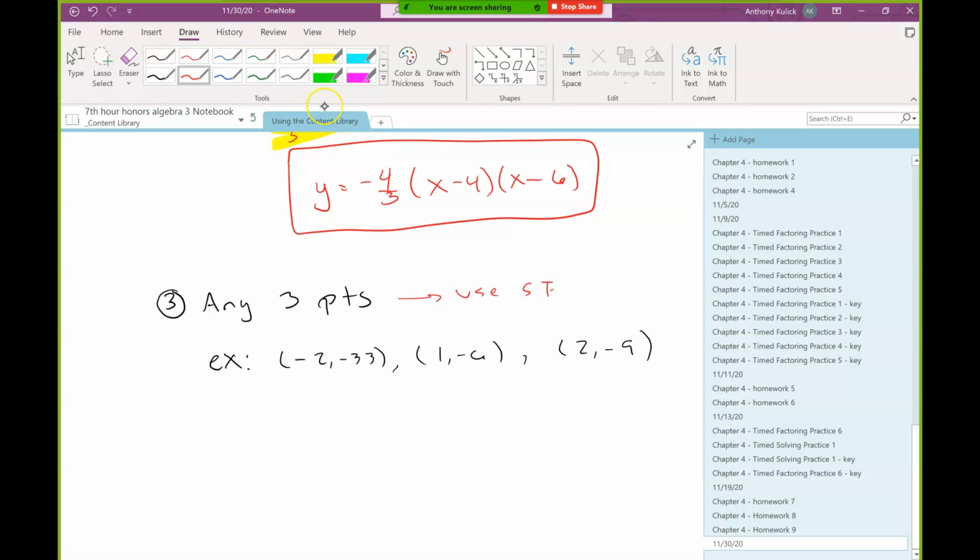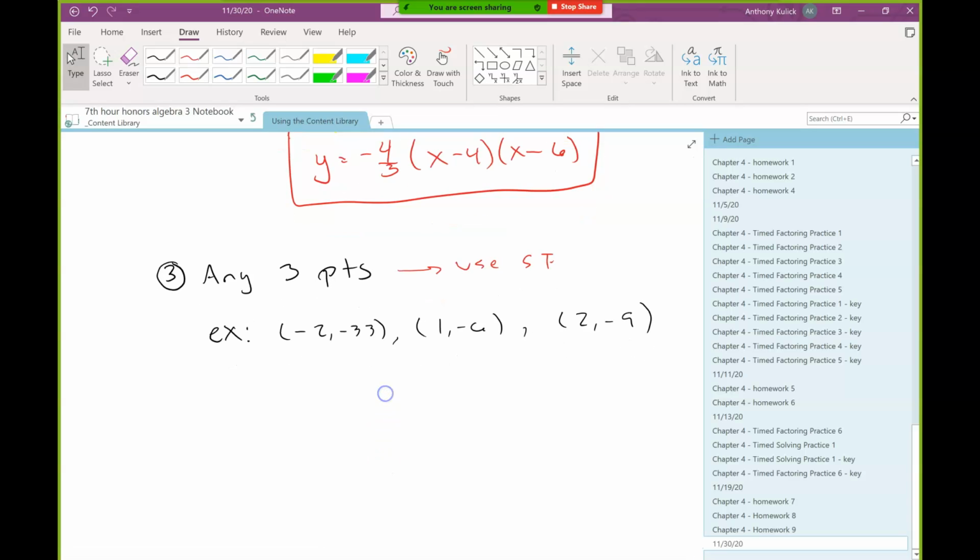Okay. If we look at these, we notice there's nothing special or unique about these 3 points. None of them are x-intercepts or anything special there. So we're just going to use our standard form to do this. And to write our standard form equation, we need a value for A, a value for B, and a value for C.